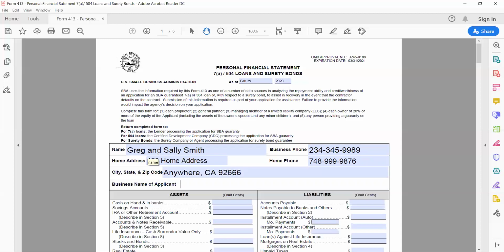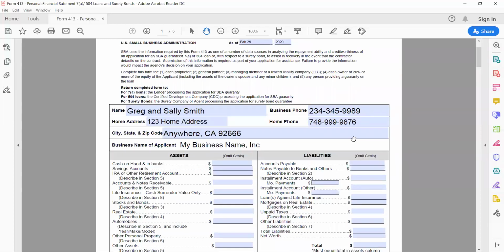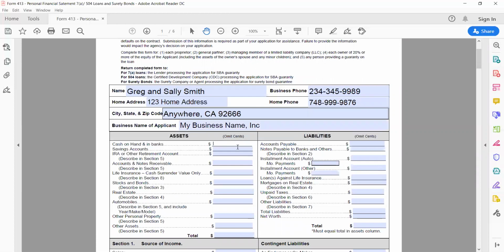The business name. So this is the business name that I'm an owner of, as they say up here, proprietor, general partner, or managing member of a limited liability company. So those folks who are owning at least 20%, they're going to fill out this form.